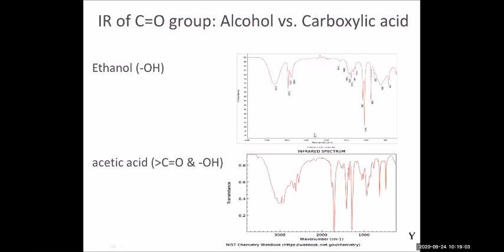Between these two, we can show the OH functional group in both, and in acetic acid, the 1700 inverse centimeter wave number shows the presence of a carbonyl. So in organic chemistry, this becomes very useful, especially in the next semester.